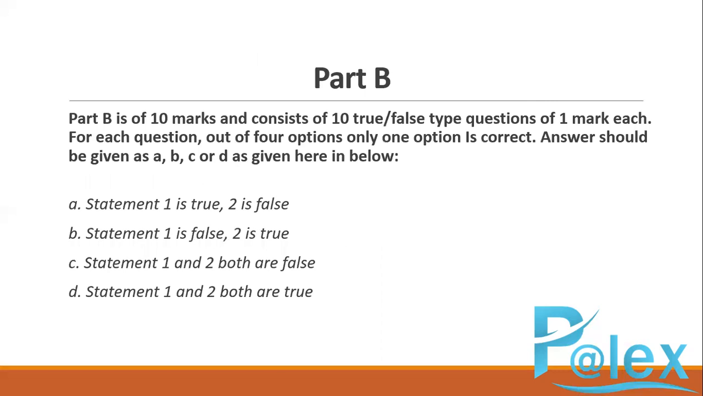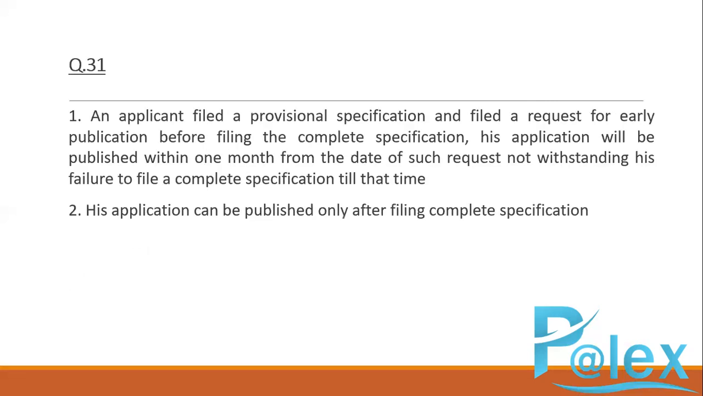Now part B is of 10 marks, 10 questions, and each has 1 mark. Statement 1 is true, 2 is false, you have to write A. So there are 2 statements given basically, and you have to choose which one is correct, which one is false. If first is true and second is false, choose A. Sorry, if first is false, second is true, then you choose B. Both are false, choose C. Both are correct, choose D.